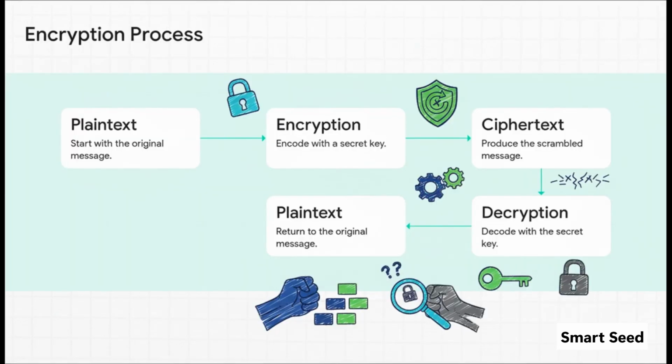And right here, you can see the whole cycle. Plain text goes into an encryption algorithm. Then, using a secret key, it gets scrambled into ciphertext. That gobbledygook can then travel safely across the internet. And on the other side, only someone with the matching key can use the decryption algorithm to turn it right back into the original plaintext.